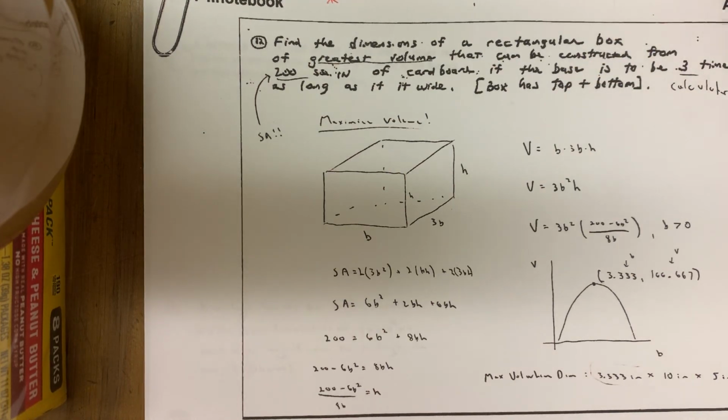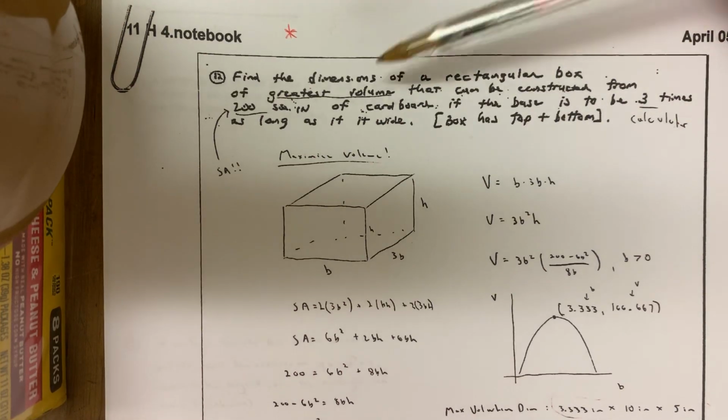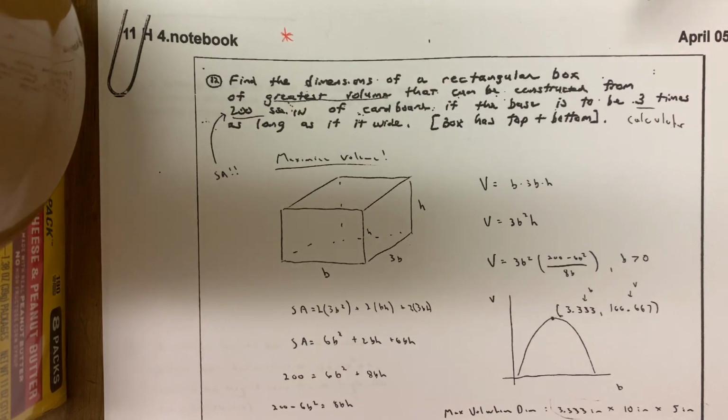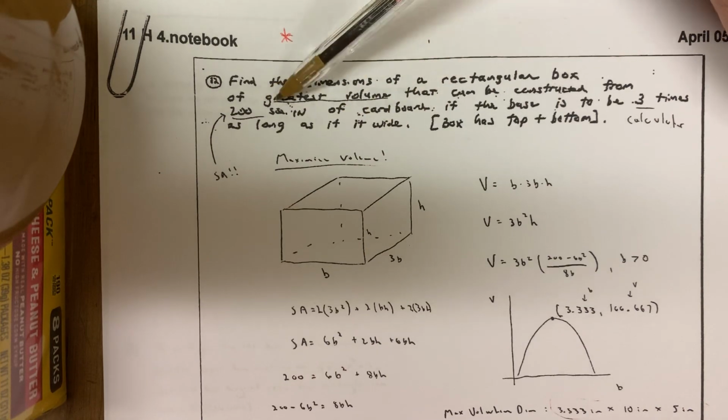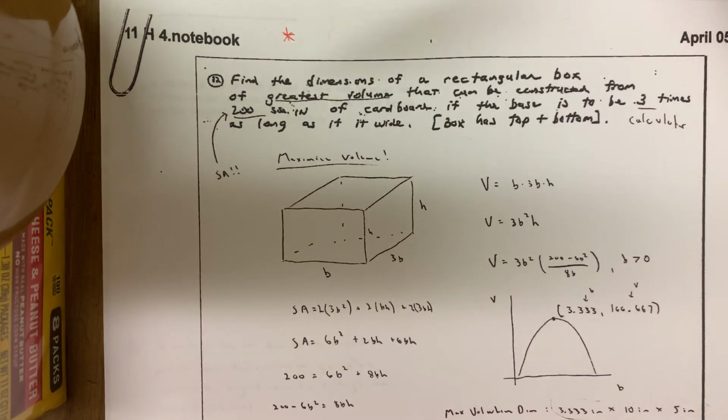So your homework problems, from your dittos, calculator solution right here: the dimensions of a rectangular box of greatest volume, that was maximized volume, that can be constructed from 200 square inches of cardboard. Square inches is a measurement of area, and an area for a three-dimensional object is always going to be surface area. If the base is to be 3 times as long as it is wide, that's your little restriction right there. And Mr. Matina is telling us the box has a top and a bottom.